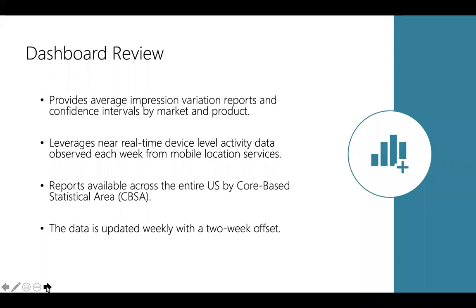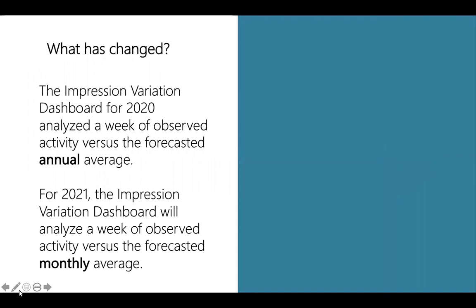And so we'll provide a weekly variation metric. And they're going to be available and reported by CBSAs across the entire US, and then also non-CBSA or rural areas within states. And we're going to be updating the data weekly with the 2-week offset as it is today.